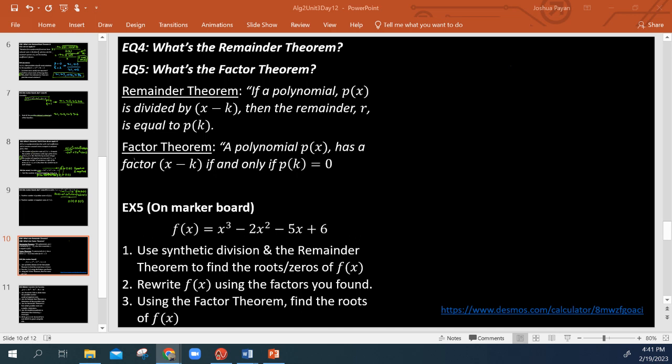Okay, so this is going to be the fourth video for day 12 of Unit 3 in Algebra 2. In it, we're going to talk about two theorems, the remainder and factor theorem. The factor theorem is probably the more important, but it's about putting them together that really makes it all stick. What I'm getting at here is they're not really that useful on their own.